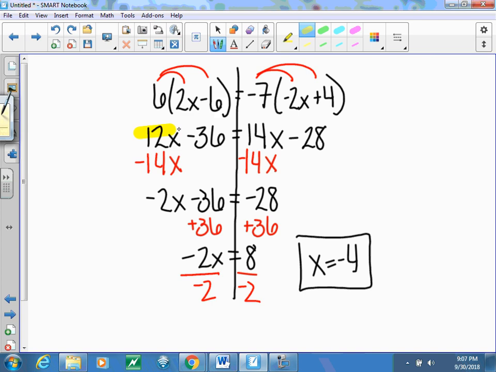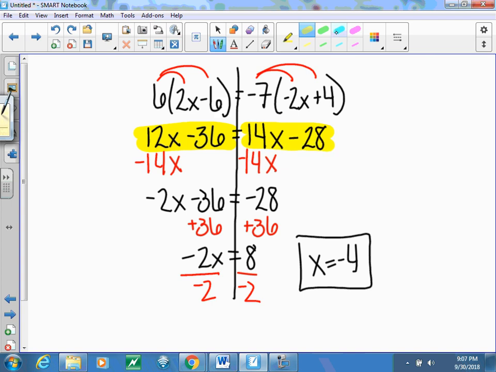First part here, you have to use your distributive property. 6 times 2x is 12x. 6 times -6 is -36. Distributive property over on the right as well. -7 times a -2x is a positive 14x. -7 times a positive 4 gives you -28.